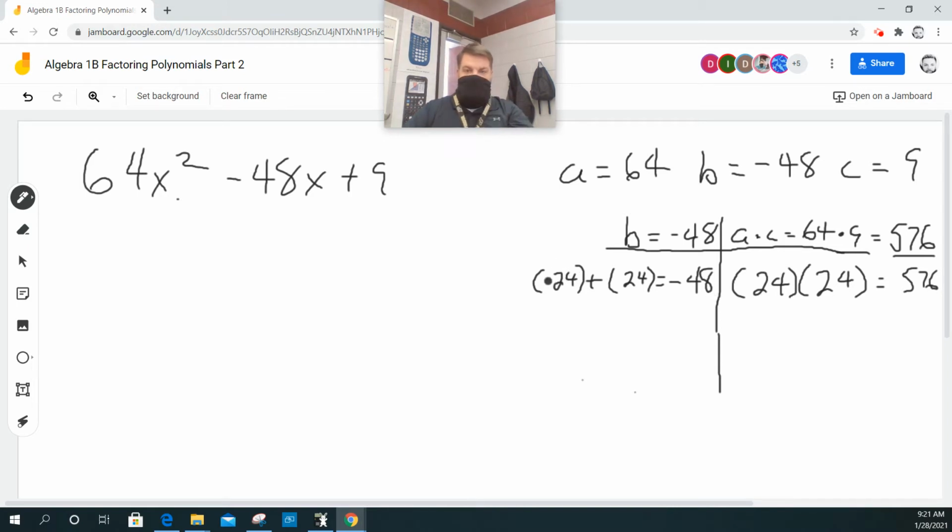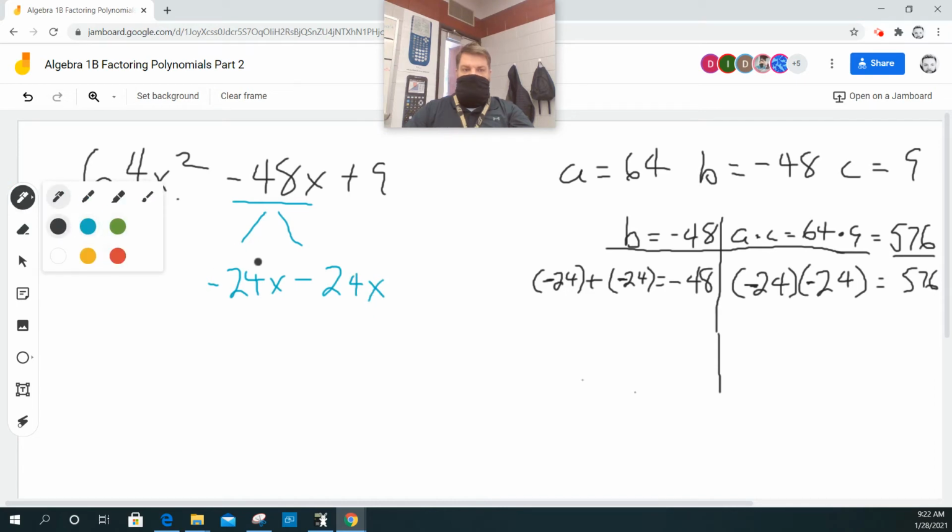So in order for this to be negative, this would have to be negative, and this would have to be negative. And then if this is negative and this is negative, oh yeah, that works, right? A negative 24 times a negative 24 is still a positive 576. So then what I'm going to do is take this middle term and divide it up into negative 24x minus 24x.